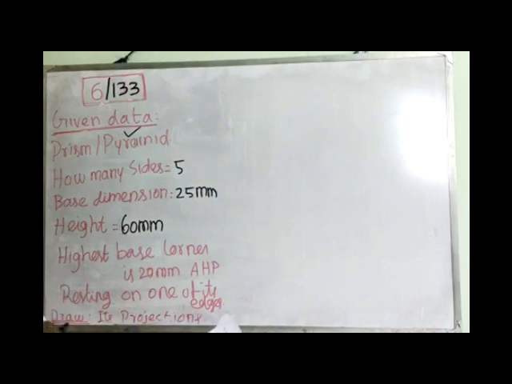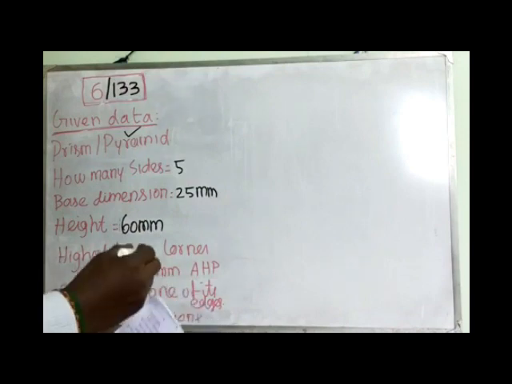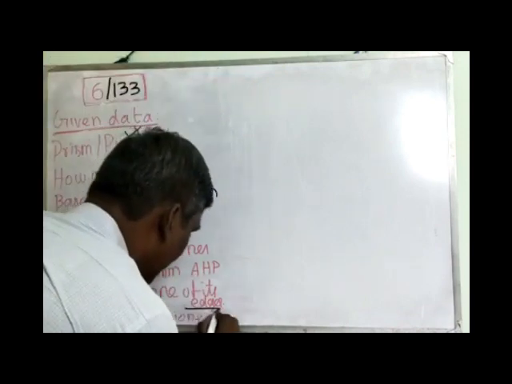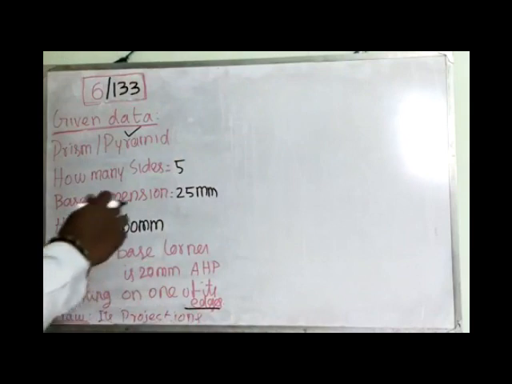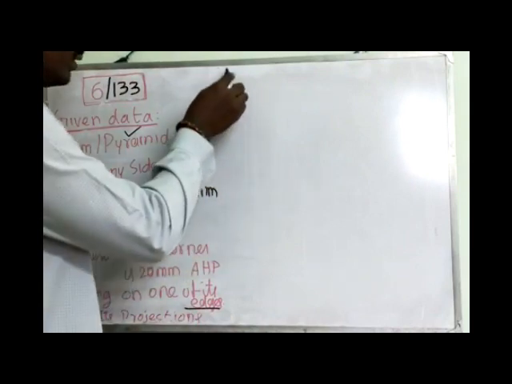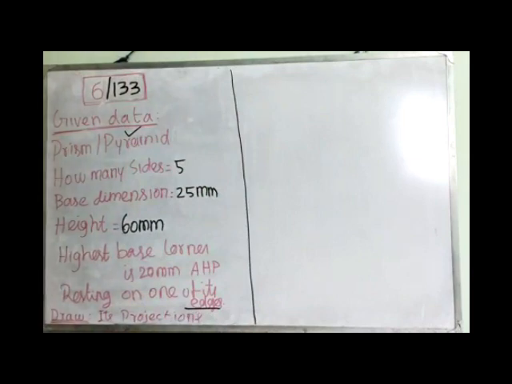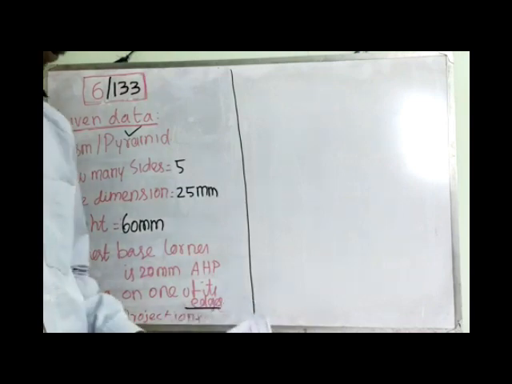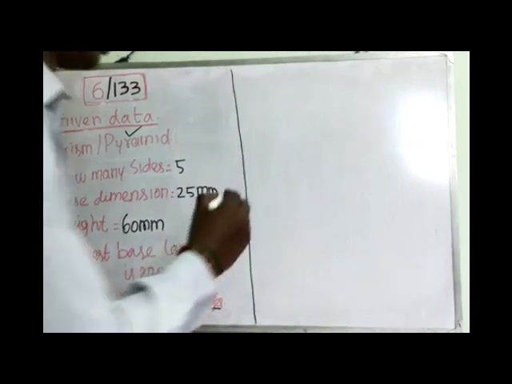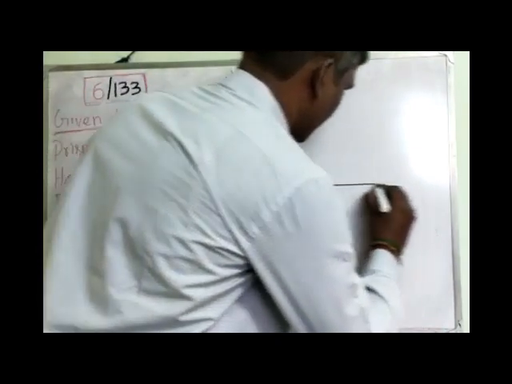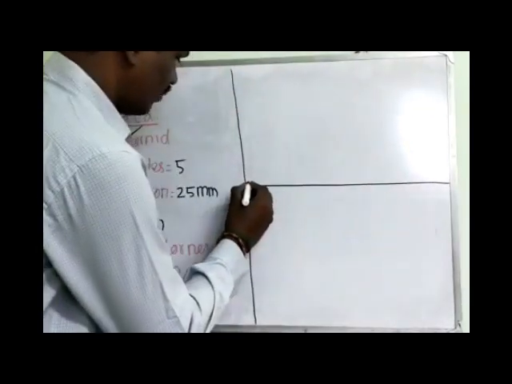Similarly, next, it is resting on edges or corner; it is resting on one of its edges. So draw its projections. The highest base corner is 20 mm above HP, and it is also resting on one of its edges. So first draw the XY reference line.